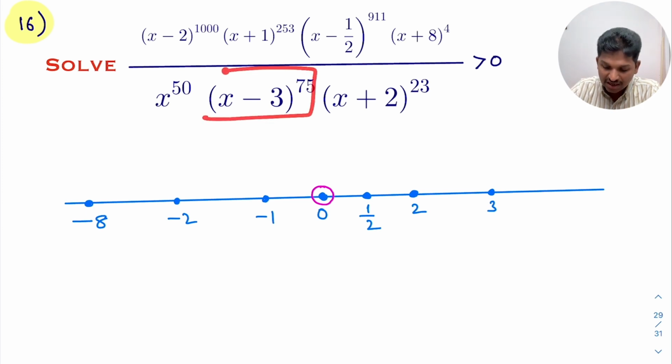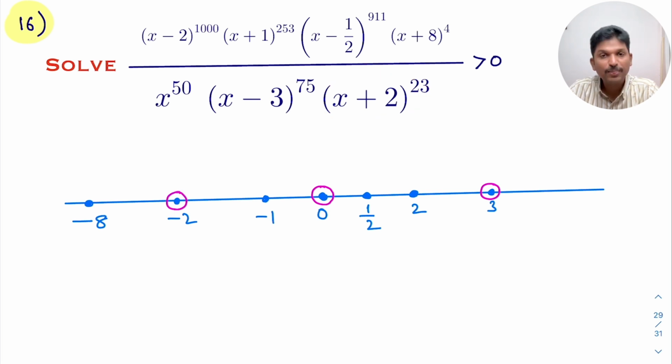If x equal to 3, denominator will become 0. So, 3 is not a part of this solution. X cannot be equal to 3, open circle. And x cannot be equal to minus 2. Okay. Now, Wavy curve method says that in the rightmost corner, you keep a plus.